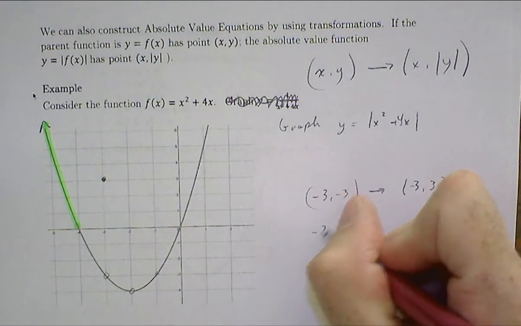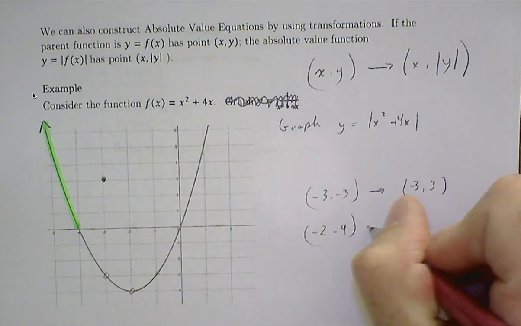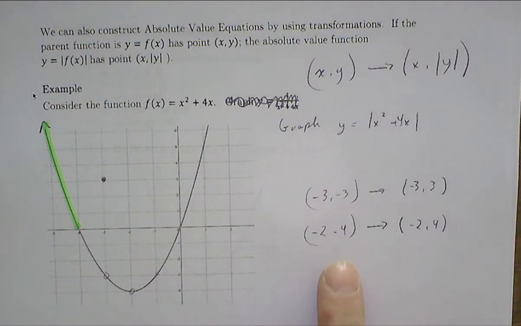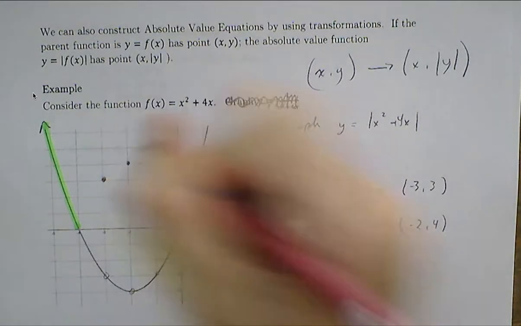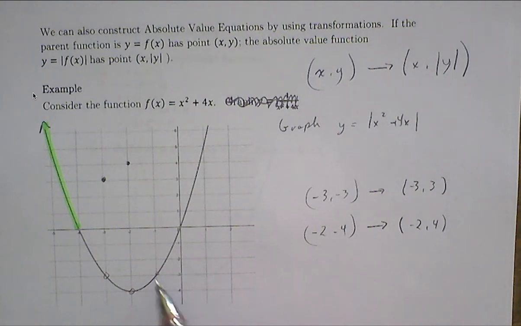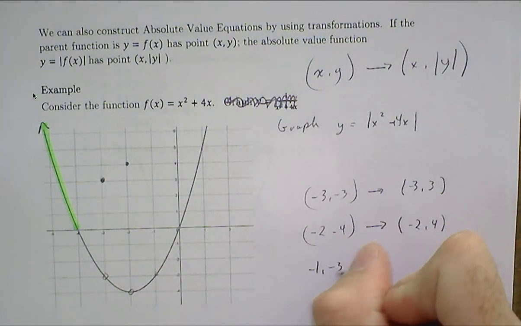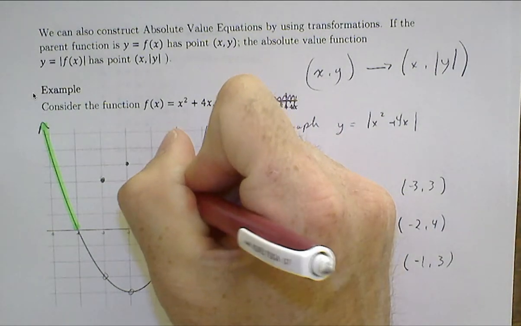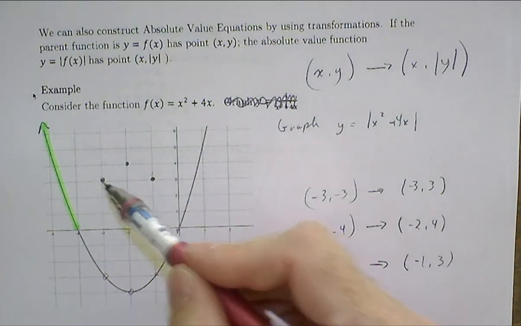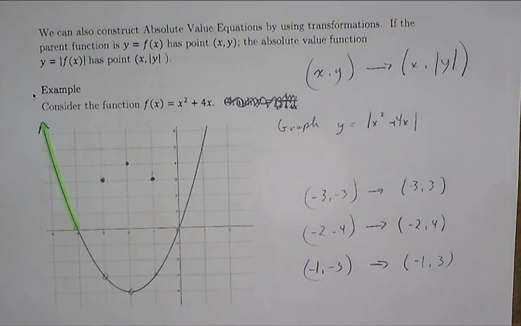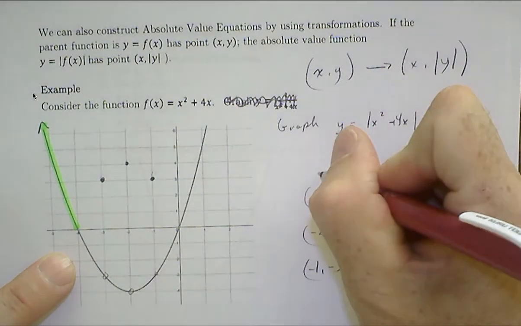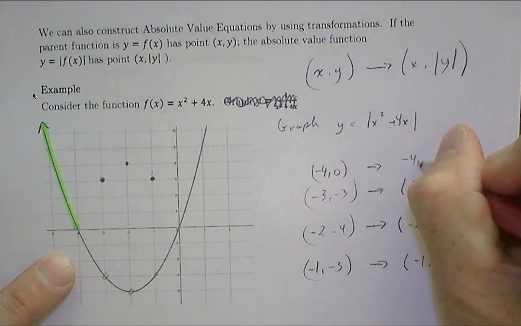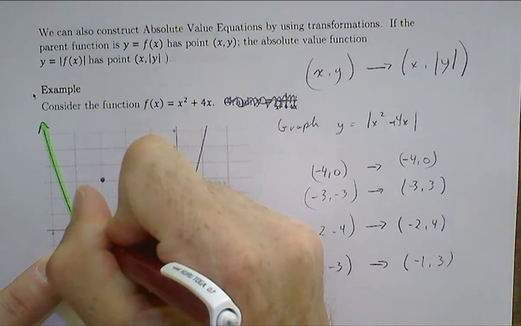This is negative 2, negative 4. On the absolute value function, it changes to negative 2, 4. That is, you just take the absolute value of the y, so it's all the way up there. Now on this third point, we have negative 1, negative 3. That changes to negative 1, 3. Now, it looks like I have a graph right there, but we're missing two critical points, arguably the most important points, negative 4, 0. And negative 4, 0 remains at negative 4, 0, but it enables me to know that that's a point.